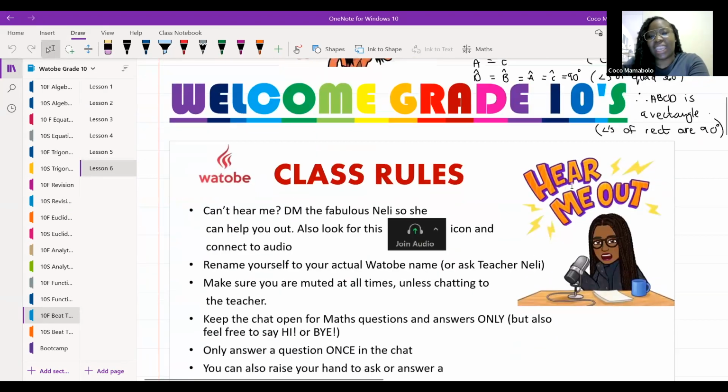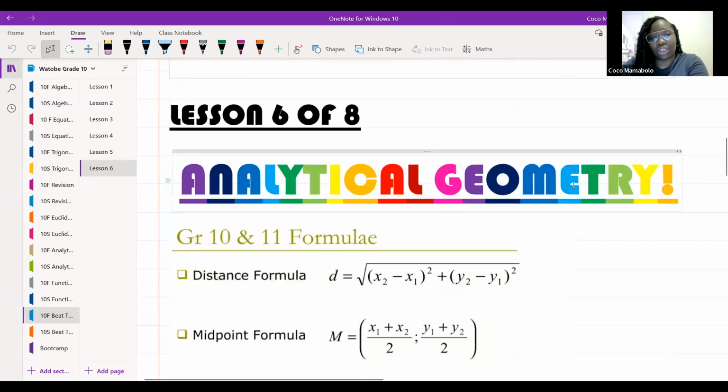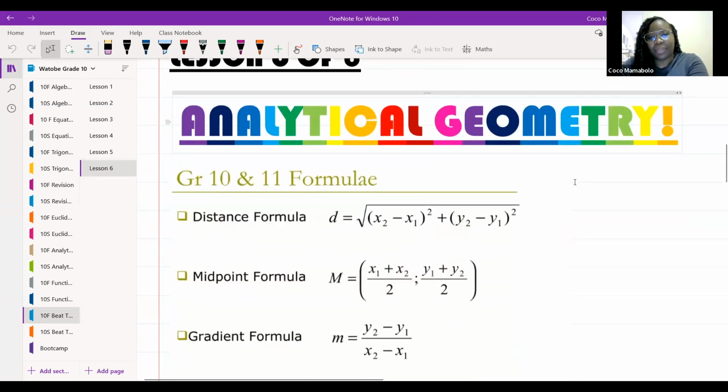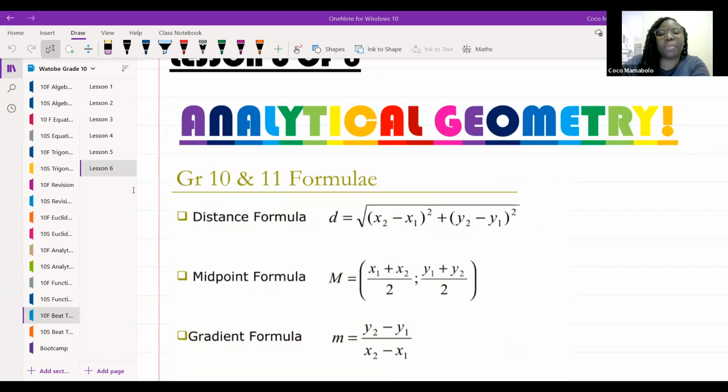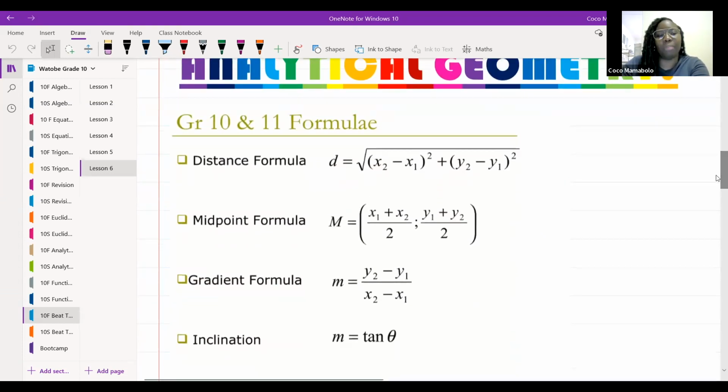Okay. Today we're going to be doing analytical geometry. All right. We're going to be doing analytical geometry. Now, I'm going to ask you guys on a scale of 1 to 10, how comfortable are we with analytical geometry? Okay, good. I'm seeing a couple of 5s. I'm seeing a lot of 10s, which is very helpful.